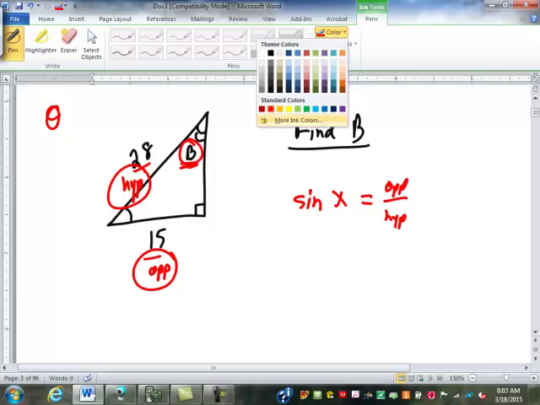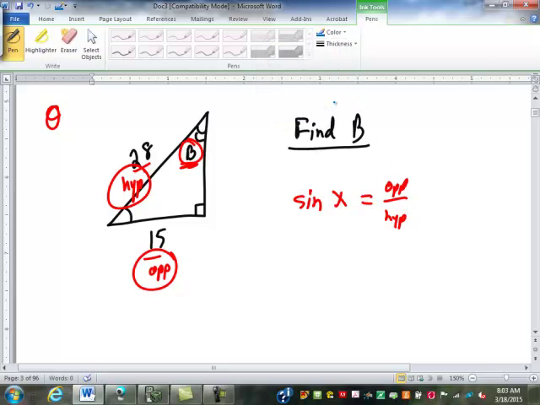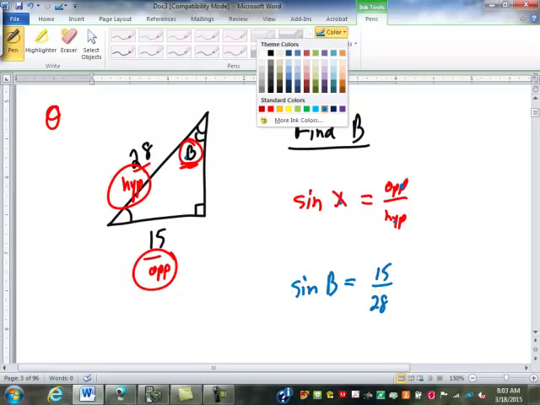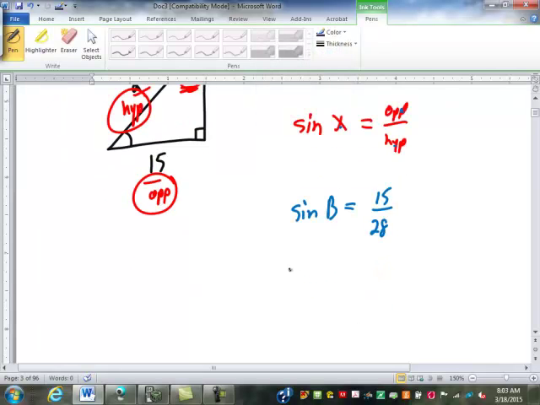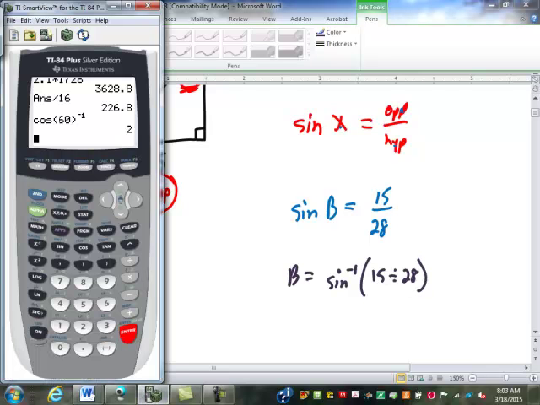I'm writing out the definition first to make sure I've got it right. And now I fill in what I know. Do I know x? No, that's what I'm trying to find. That's angle B that I'm trying to find there. Do I know the opposite side? It's 15. Do I know the hypotenuse? 28. So now to find angle B, what I'm going to punch into my calculator, I have the sine of B. I need to do an inverse sine. So I'm going to do an inverse sine of 15 divided by 28. So second sine, 15 divided by 28.